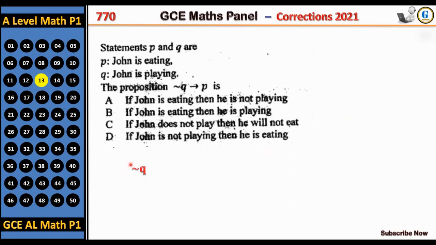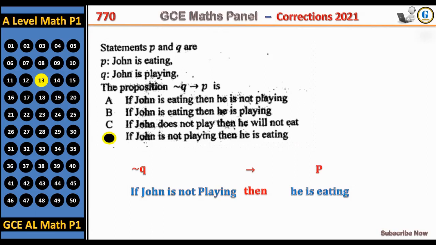So the negation of Q is John is not playing. So we say if John is not playing, this implication here is then replaced by then. We say then what happens? He is, this is P now, he is eating. If John is not playing, John is eating. There's no need to write John 2 times, as we know. So if John is not playing, then he is eating.